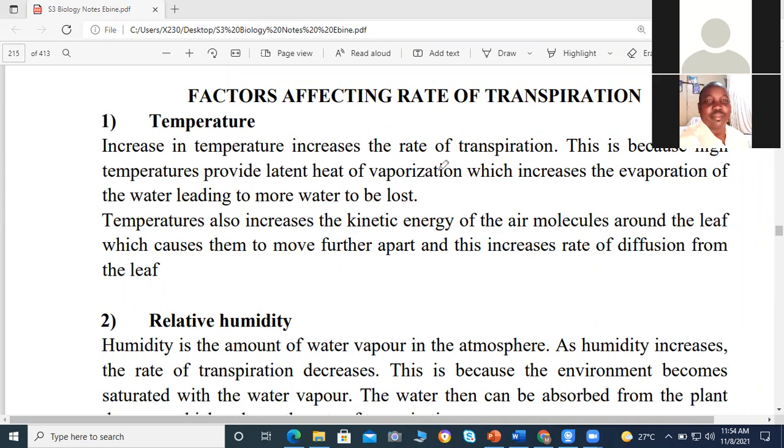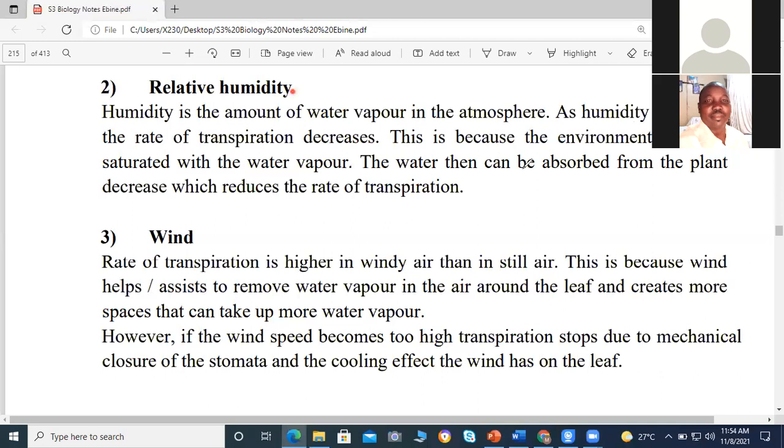Now, the second factor is what we are calling relative humidity. When we talk about relative humidity, we don't mean humidity; the atmosphere is always humid. As humidity increases, the rate of transpiration falls because the environment becomes saturated with water vapor. Once the environment is saturated with water vapor, it means less water moves out of the plant and therefore the rate of transpiration is reduced. Remember, water moves to the zone of low concentration.